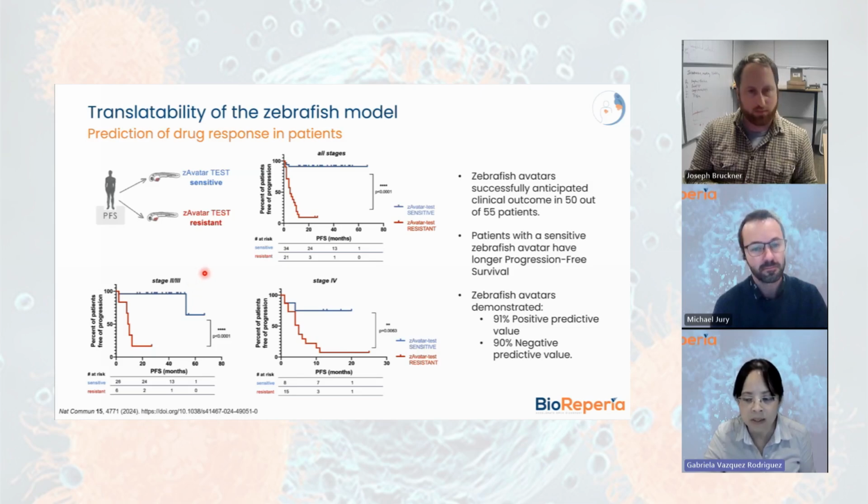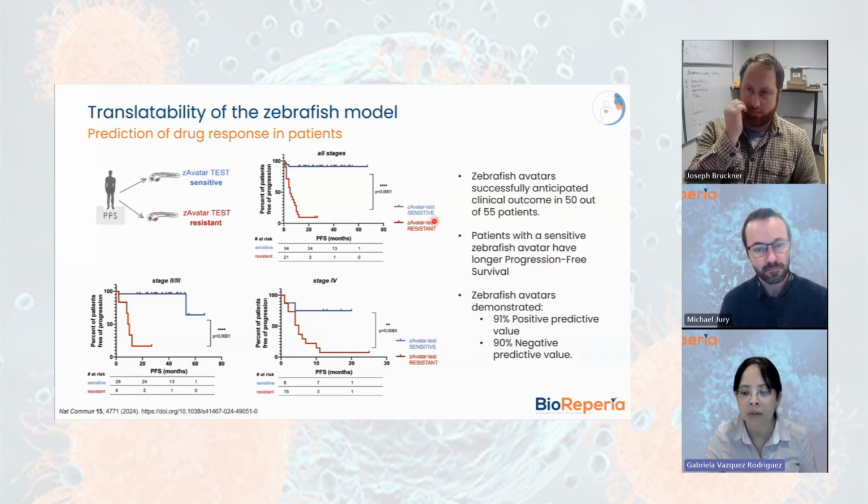The progression-free survival was evaluated using Kaplan-Meier curves, comparing outcomes for patients with zebrafish avatars that were responsive or sensitive versus unresponsive or resistant to the treatment. The progression-free survival was measured from the start of chemotherapy to the last recorded follow-up, or the date of disease progression. The results show that patients with a sensitive avatar had a significantly longer average progression-free survival of 30.9 months compared to 7.9 months in those with resistant avatars. And when analyzing by cancer stage 2 and 3, we saw the same response.